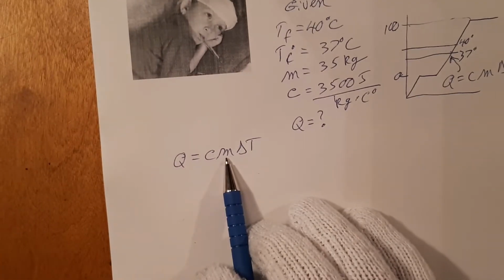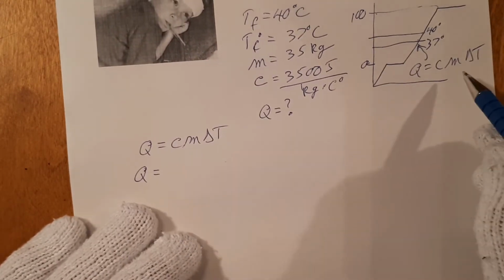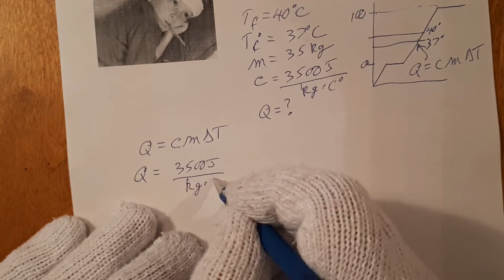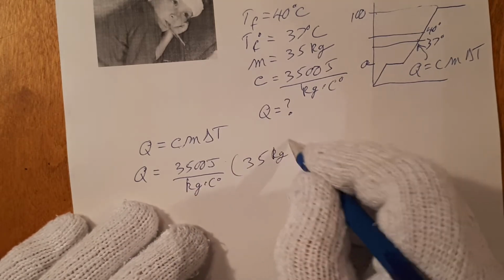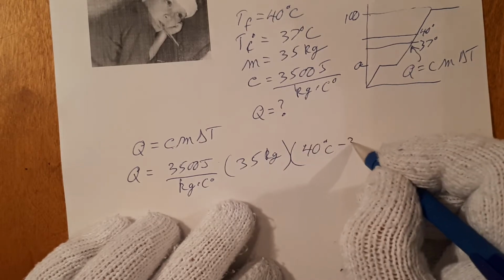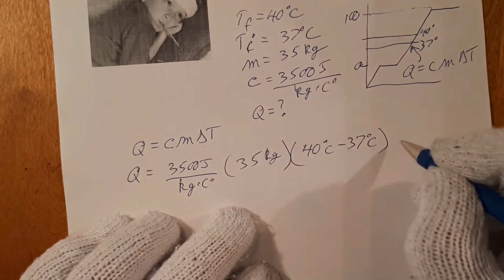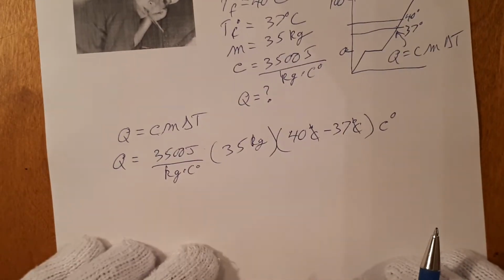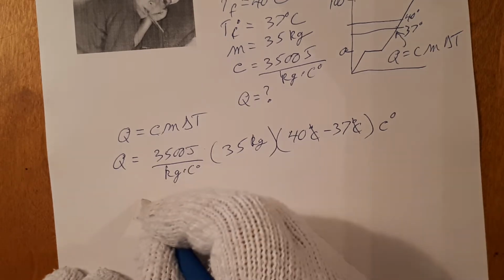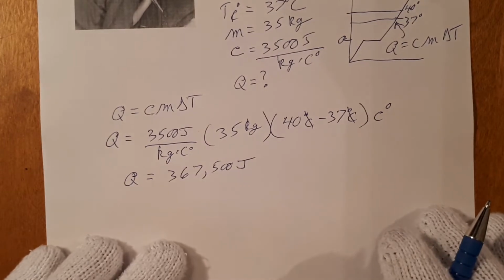So here we go. Putting in the numbers now, Q, the amount of energy needed in order to raise the temperature those 3 degrees Celsius, is C, 3,500 joules per kilogram Celsius degree, times the mass of the child, times the subtraction of the two temperatures. Temperature final, 40 degrees Celsius, minus 37 degrees Celsius. When I subtract these two, it's going to be 3 Celsius degrees. And these drop out. When I make that subtraction, the unit will be Celsius degrees. Multiplying this and putting it in my calculator, Q is equal to 367,500 joules.